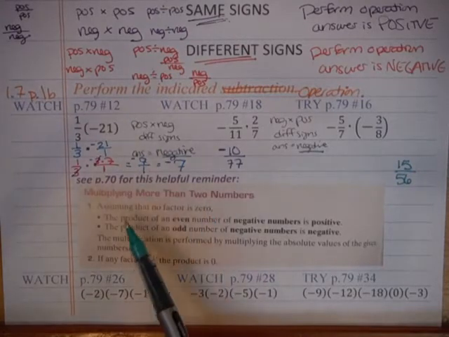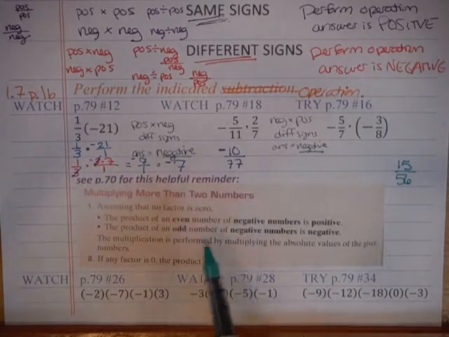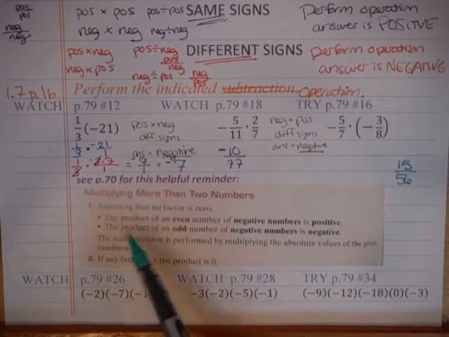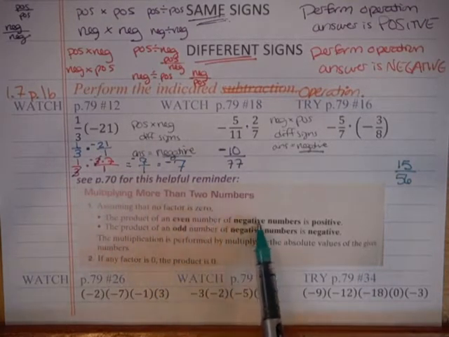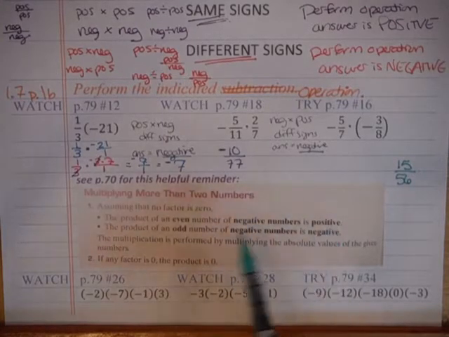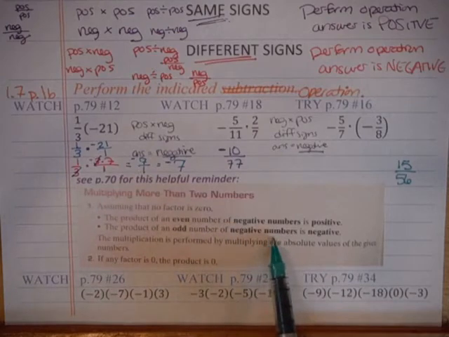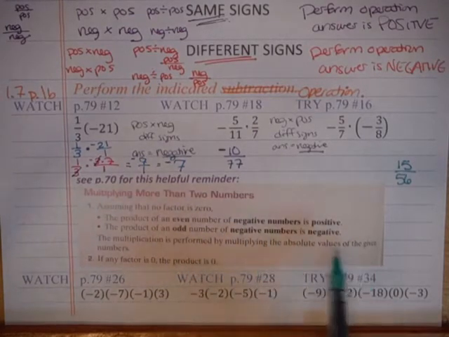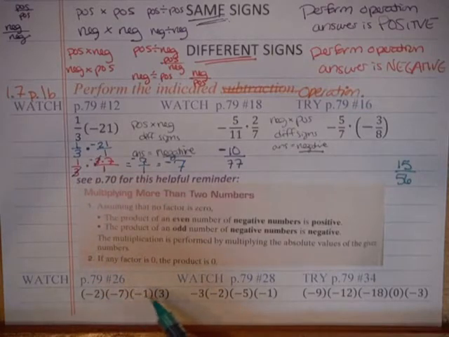We're talking about multiplying more than two numbers. Assuming that none of the factors are 0, if you have an even number of negatives in the multiplication, your answer is going to be positive. If you have an odd number of negatives, the answer is going to be negative. And the multiplication is performed by multiplying the absolute values. In other words, you just look at the numbers, multiply them, and count how many negatives are present.